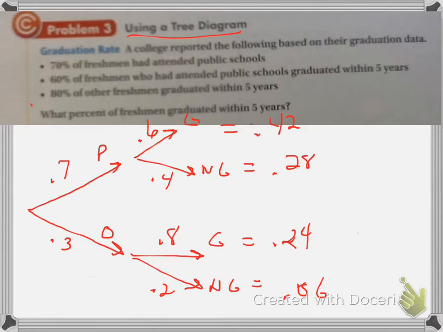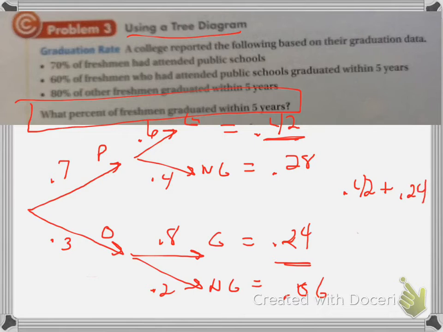What is it asking? What percent of freshmen graduate within 5 years? So what graduated? 0.42 and 0.24. So I'm going to take 0.42 plus 0.24, and that's going to give me 0.66. So 66% graduated within 5 years.